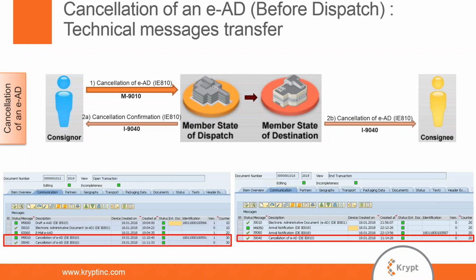And here again, it just shows how these messages are administered under SAP GTS from the consignor and consignee's perspective, and the IDs of the messages used for cancelling the electronic administrative document.